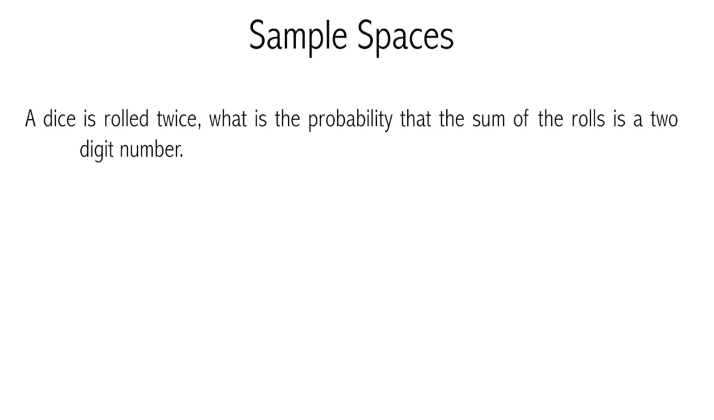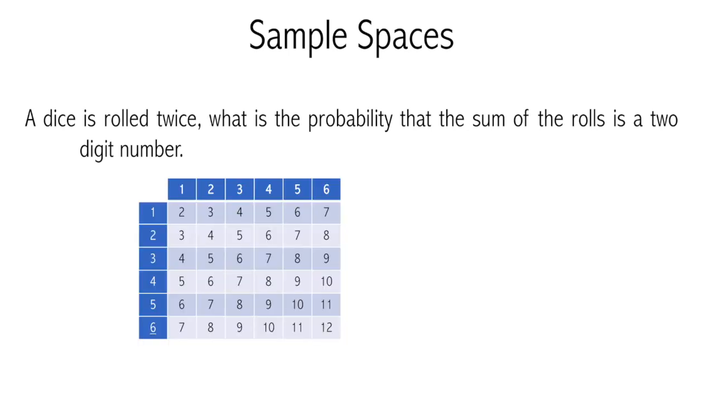The last thing you want to look at in probability is sample spaces. These are useful for dice questions. So they might say something like a dice is rolled twice, what is the probability that the sum of the rolls is a 2-digit number? In this case, the method you use is to draw a sample space. So you have all the potential outcomes of both dice, one on the header of the columns and one on the header of the rows, and then in the sample space you actually write down the results: 1 plus 1 is 2, 1 plus 2 is 3, and you do that for all the 36 possible outcomes.